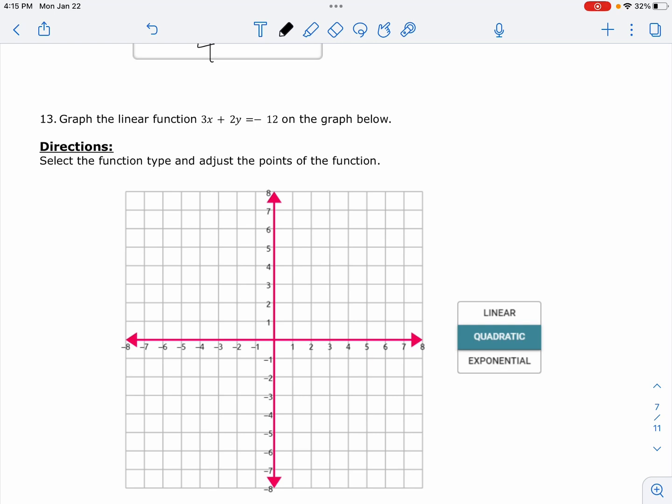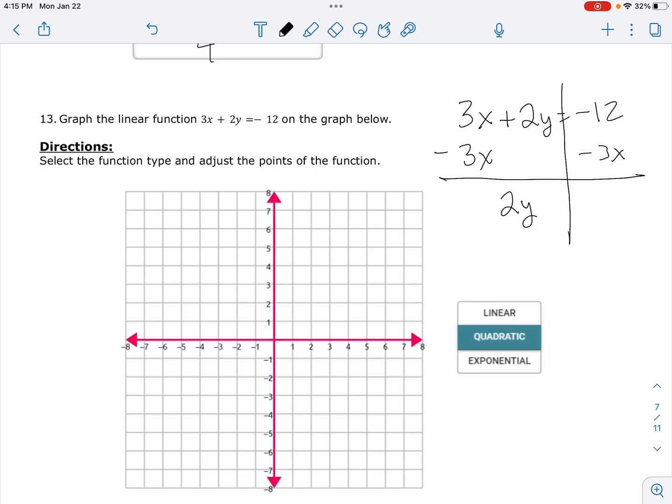Number 13 is an old skill. Remember, we have to get y by itself. To get y by itself, I have to do the exciting move. Bring down my 2y. Over here, bring down my negative 3x. Bring down my negative 12. And then I have to do the great divide. Y equals negative 3 over 2 x minus 6.